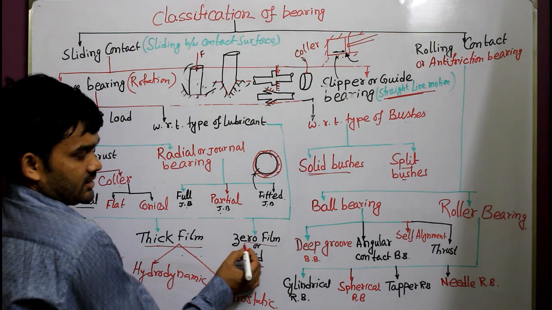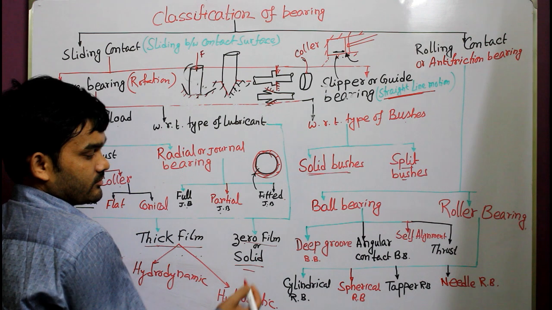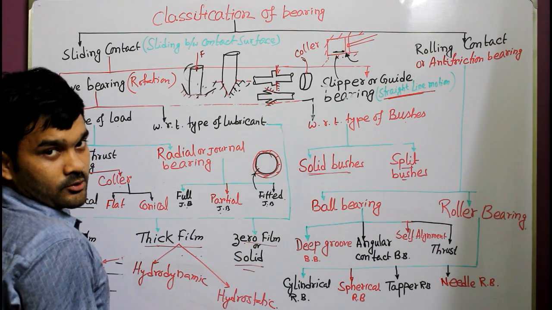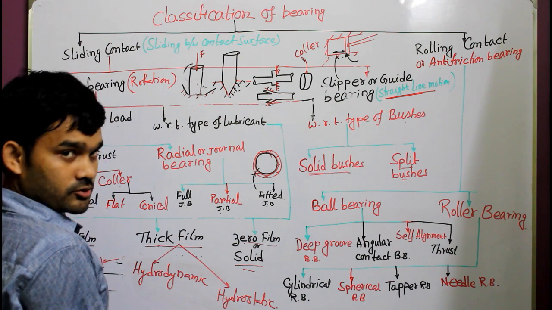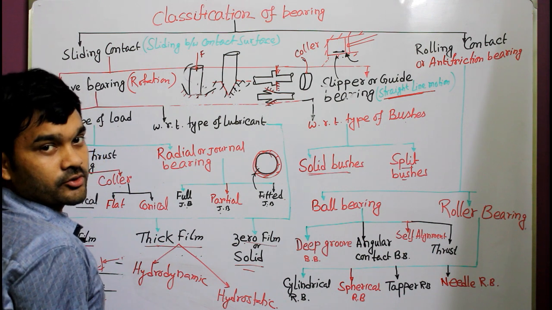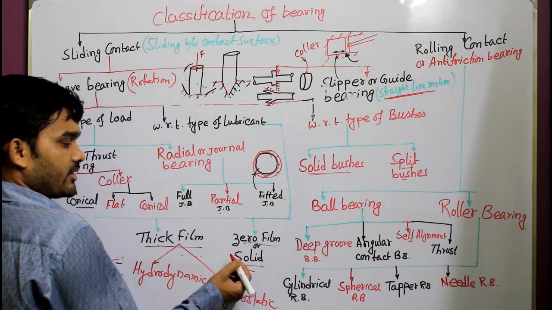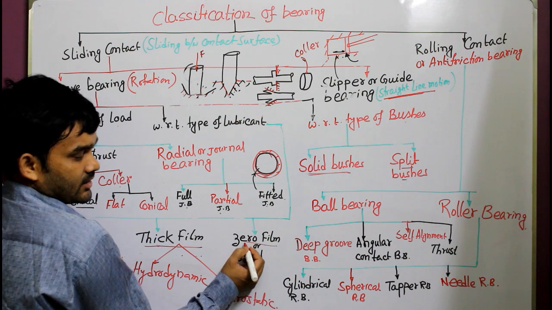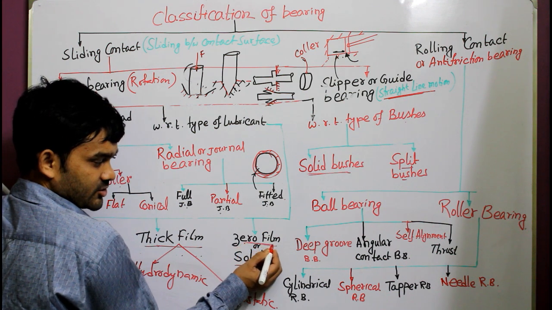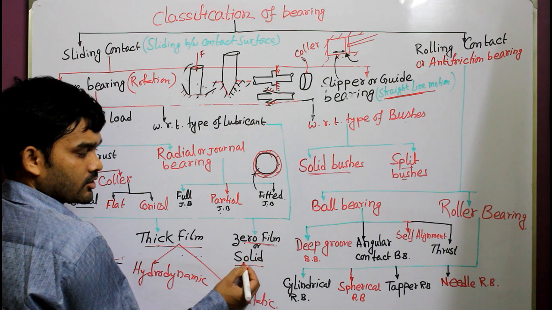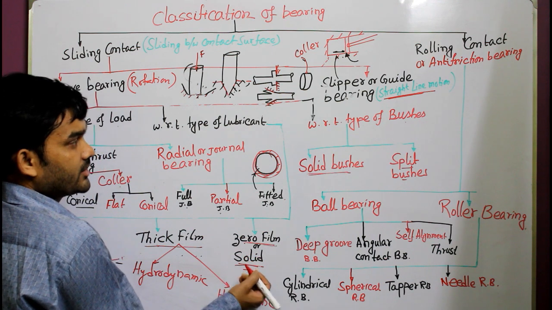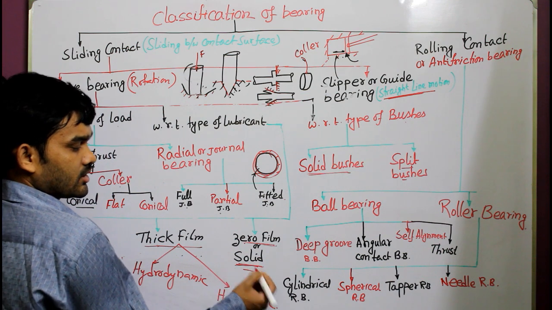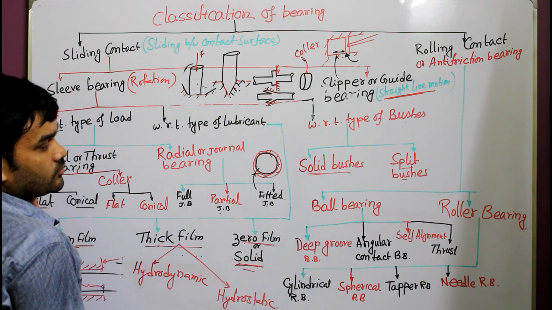Now we'll see zero film or solid film. There are some materials which themselves act as a lubricant. For those kinds of materials, there is no need to provide lubricant. For example, graphite itself acts as a lubricant. That's why this is known as zero film or solid lubrication, because the solid itself acts as a lubricant.